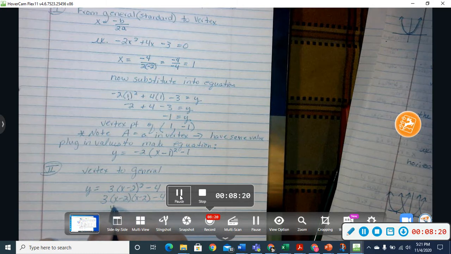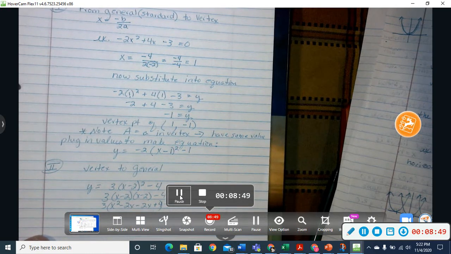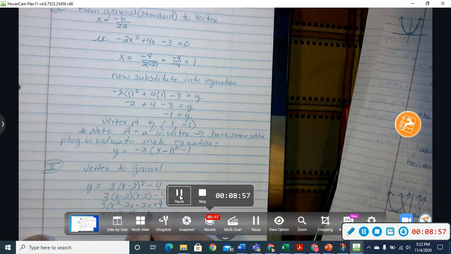X times x is x squared. X times negative 2 is negative 2x. Negative 2 times x is negative 2x. Negative 2 times negative 2 is positive 4. And then we still have the negative 4 there on the end, and then we have all of that multiplied by 3. Then we have like terms inside, so we have x squared minus 4x plus 4 with a minus 4 on the outside.